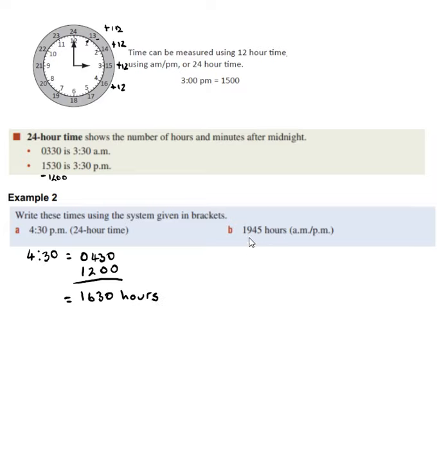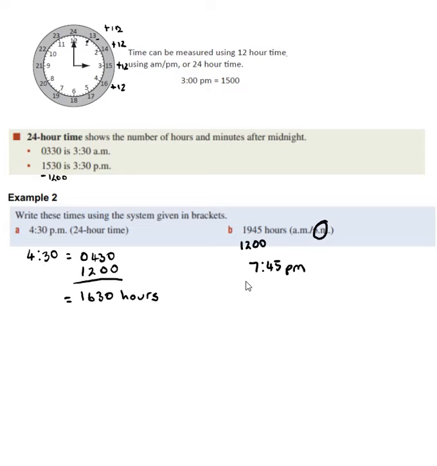Alright, now here we've got 1945 hours, and we want to convert it into AM or PM. Now, because it's 1945, we know it's going to be PM. Okay, we know it's going to be PM because it's after 12. So if I subtract 1200 from that, it's going to end up being 7:45, and we know it's PM, so we're going to write PM.